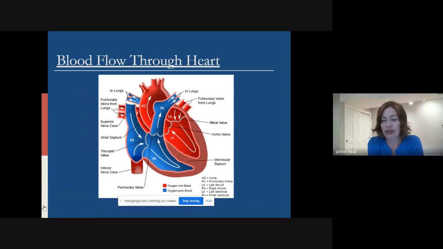So once again, artery just means away from the heart. So the pulmonary artery is the only deoxygenated artery in our whole body. And that's because it's moving away from the heart to travel to the lungs, in which it will pick up its oxygen and release the carbon dioxide. And then the pulmonary vein is the only oxygenated vein in our bodies.